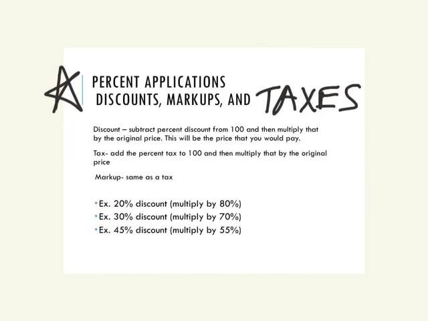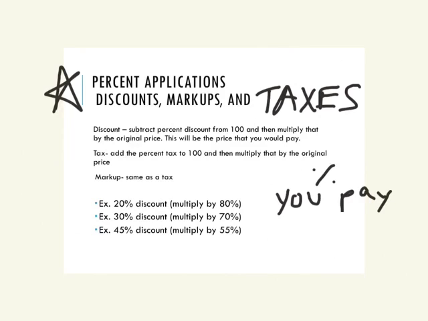For a tax, you're going to add that percent tax to 100 and then multiply that by the original price, and then a markup is the same as a tax. So let me explain this percent you pay, because you're going to see me today in the teaching video write you pay, the percent you pay.